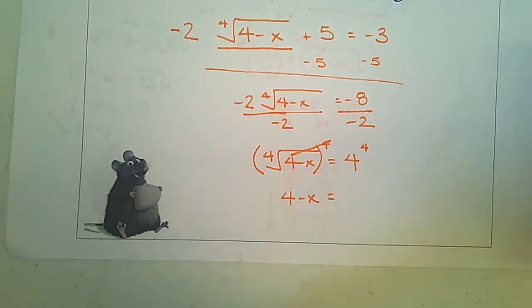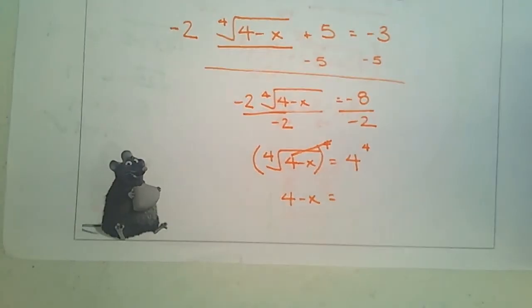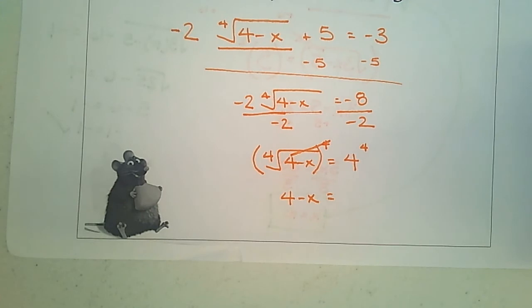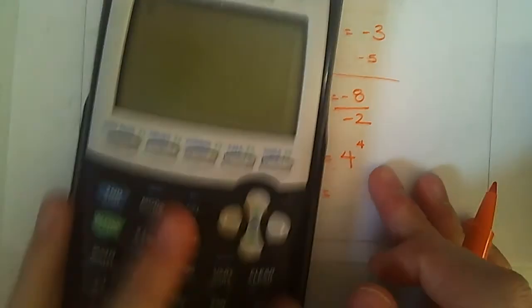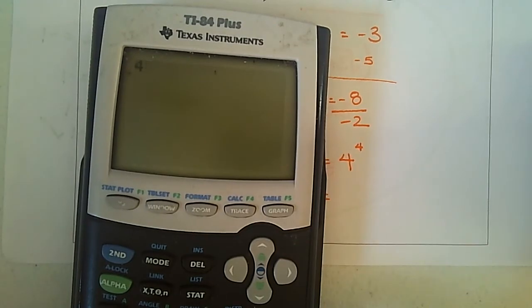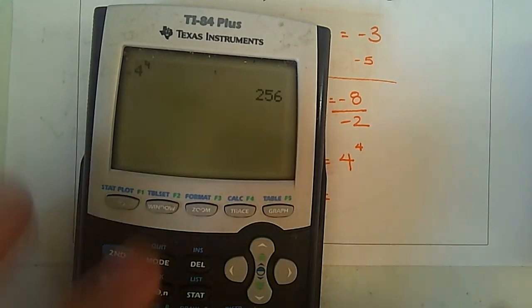Oofda, 4 to the 4th. It'd be nice if I had a calculator. There we go. I'm just going to use my caret key to do this. So 4, caret key, 4, says it's 256.